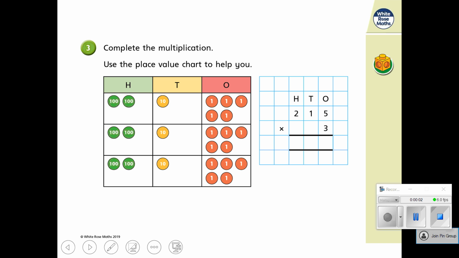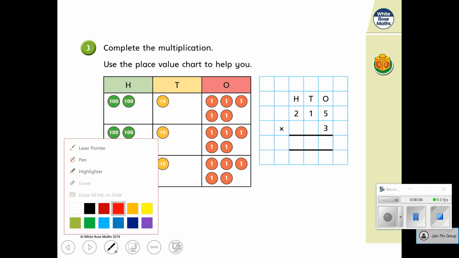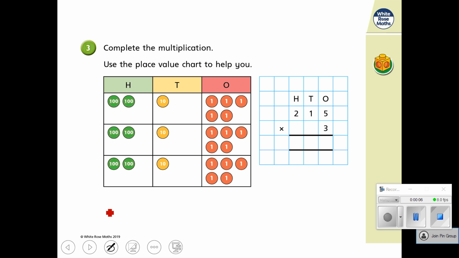Afternoon. Here are the answers to the multiply 3 digits by 1 digit worksheet. Today I am going to start by looking at question 3, showing you how to answer that one, and then I am going to jump to question 5 and answer all the questions from there onwards. I think question 4 you'll be able to do independently.